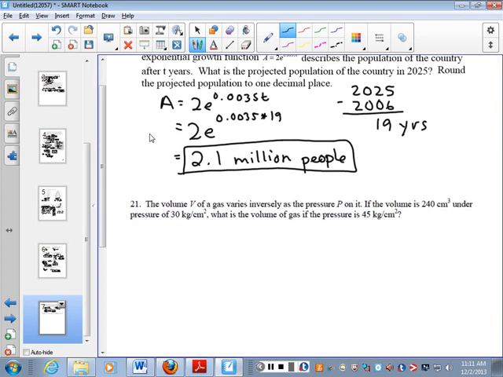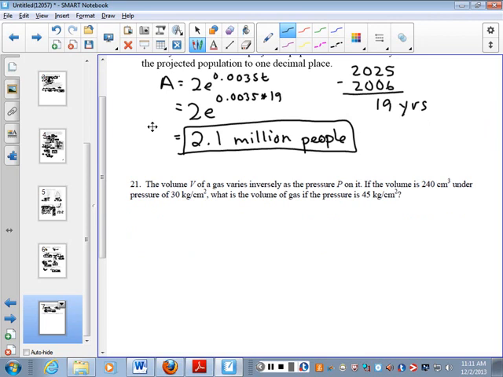And then finally, number 21 is from 7.8. The volume V of a gas varies inversely as the pressure. So V equals K over P. Inversely means divide by the pressure. So if the volume is 240 centimeters cubed under a pressure of 30 kilograms per centimeter squared, that's our complete set of information. Our volume is 240 when our pressure is 30.